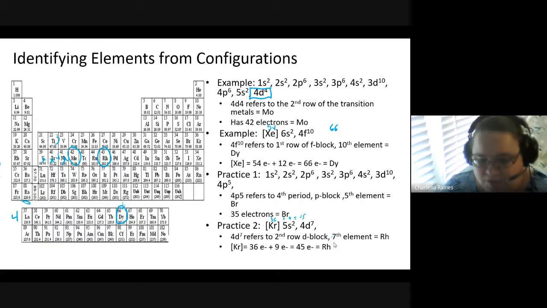So that's one thing we can do with our electron configurations. I will give you some and ask you to actually tell me what the element is.